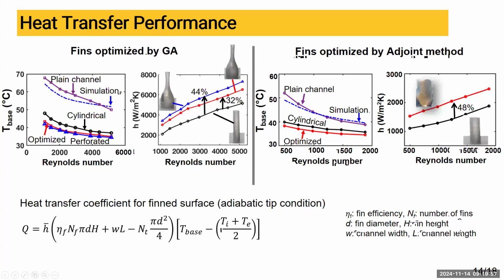Here we are plotting the heat transfer coefficient of different designs. On the left side, we have the fin optimized by genetic algorithm. And on the right side, we have the fin optimized by adjoint method. It shows that the genetic algorithm optimized fin has a 32% greater heat transfer coefficient compared to the cylindrical fin. And the bifurcated fins show even greater improvement with 44%. For the adjoint fin design, it shows up to 48% improvement in heat transfer coefficient compared to the cylindrical pin fins.